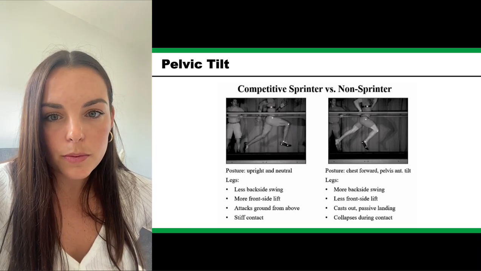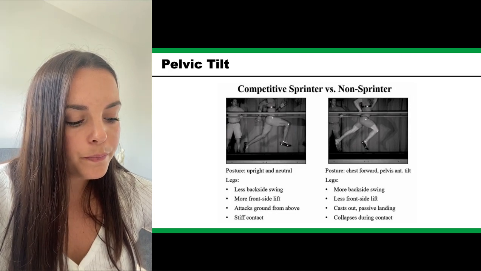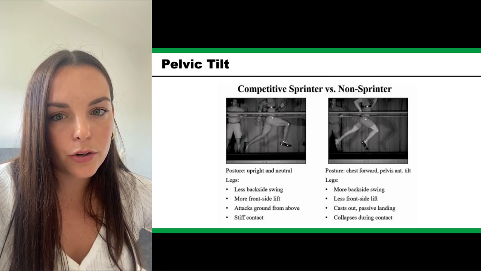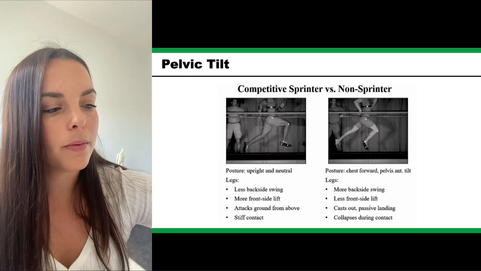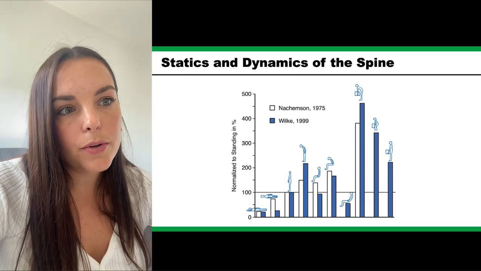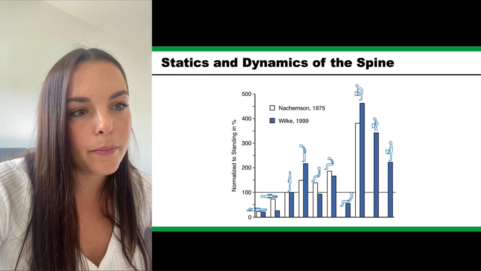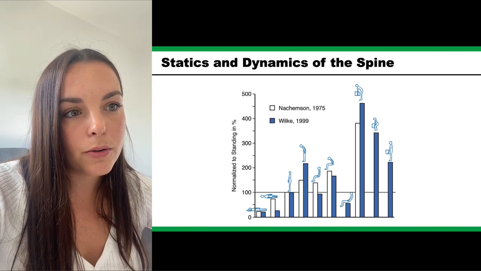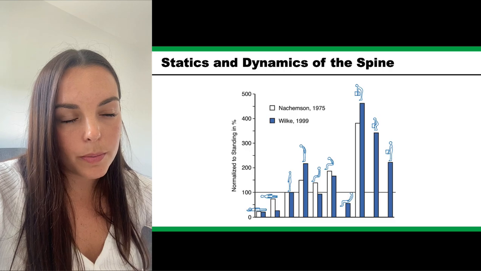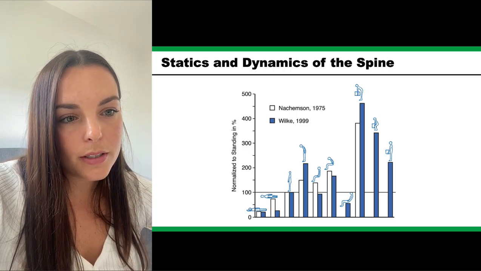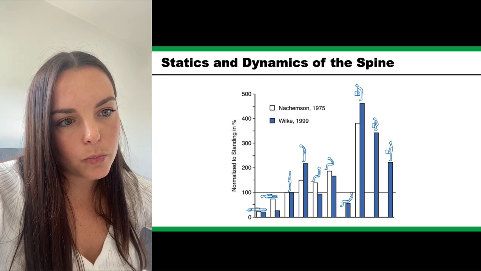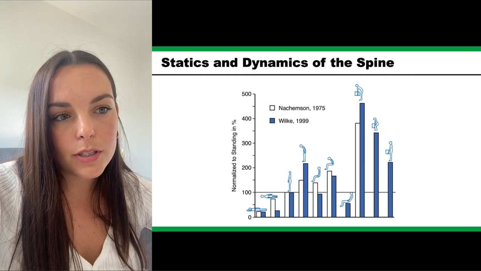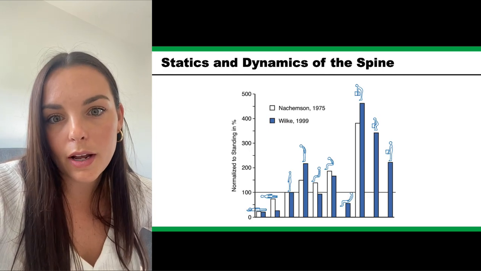Okay, so the next question I want to ask you guys is to think about a position that we could get ourselves into that has the lowest amount of load on the lumbar spine. Now, you may have seen this diagram before. So we're looking at a whole heap of different positions and the loads they have on our spinal column. And you can see here the different positions represented by those little drawings. And then the two columns, the white column and the blue column, just represent two different articles or studies that have analyzed this.